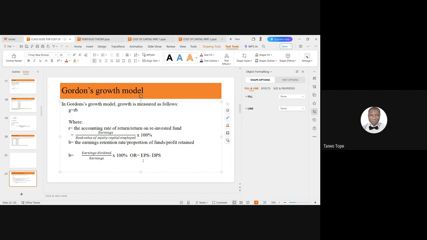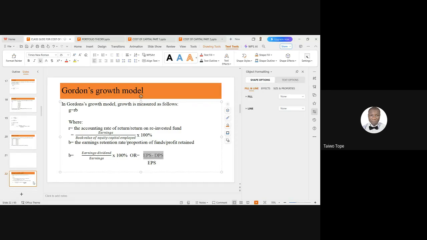Some questions will not give you some of these values free of charge. Where you are not given them and you are given some of these variables, you need to use those variables to determine the value of B. So B is your retention rate. It can be your profit retained, the earnings retention rate given as a percentage in the question, or it can be return on investment, depending on what the question is pointing at. That is your retention rate.